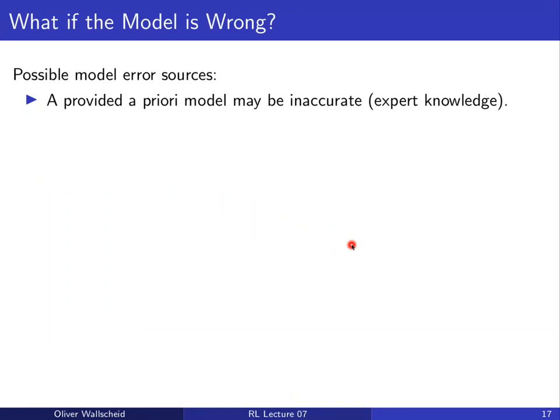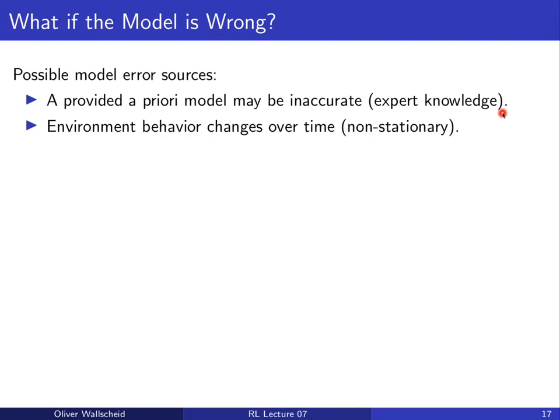Of course, if we use a model, that model doesn't have to be accurate, so it could be wrong. And what are the possible model error sources? If we are using an a priori model, then of course this relies on some expert knowledge which we bring into the modeling process, and this expert knowledge may be wrong. And of course then the prediction which we do with the model is not accurate. The environment itself could also change over time. So if we have non-stationary MDP problems, a model which may be accurate at an early stage of the interaction with the environment eventually becomes inaccurate due to changing environment behavior.